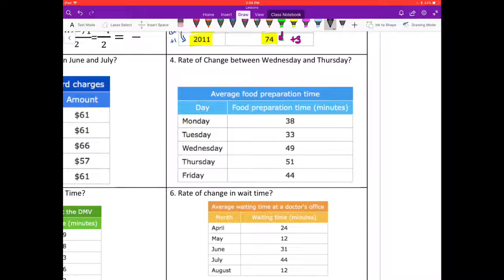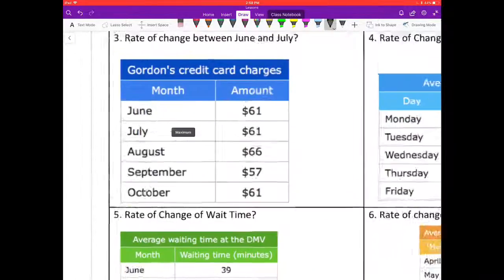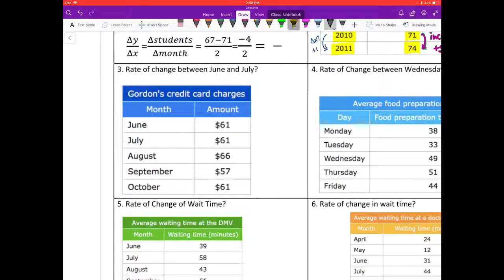Okay, so anyways, all right, I think we're getting the point here. Let's go on to a next one. So Gordon's credit card changes. Okay, we're gonna look specifically at June and July. That's what we did in class. All right, so what's the change in x and what's the change in y? Well, we know that change in y goes on top, because it's a rate over the change in x. Okay, so what is our change in x? From June to July, how many months is that? Well, it's just 1 month.